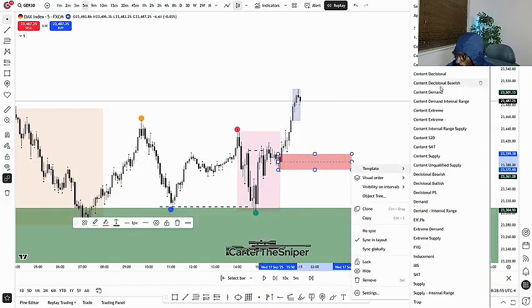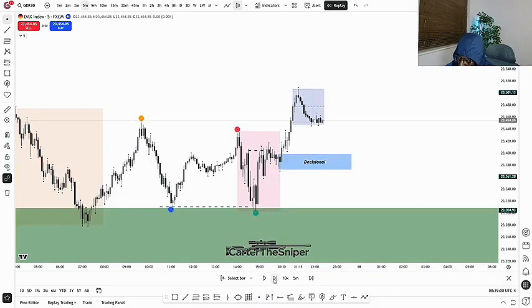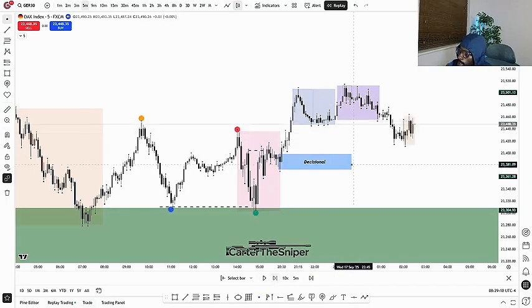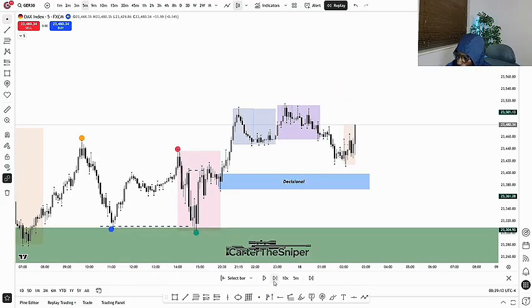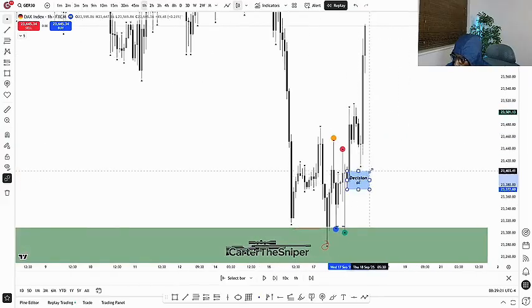What do you think is going to happen? Let's see. London just opened. We're going to come back down. Okay, this is the forbidden session. Let's see. Did we touch it? We still haven't touched it yet, and we're moving. Let's go on a higher time frame, like an hour, and see what happens here. Okay, we still haven't mitigated it yet.